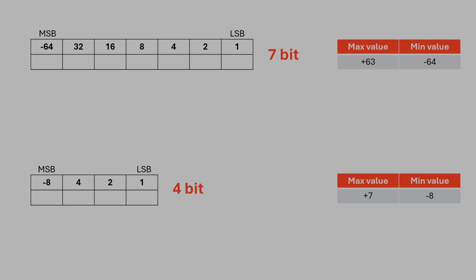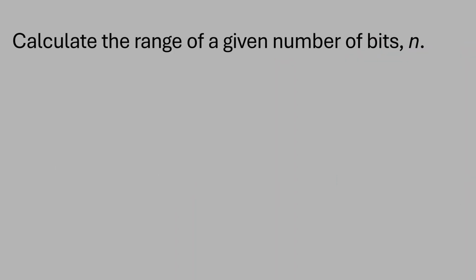So with that in mind, let's go through a few examples of this. Calculate the range of given numbers of bits n. So here's the formula to work out the maximum value and the minimum value. So there's a formula for the maximum value, and there's the formula for the minimum value. So what does this actually mean?